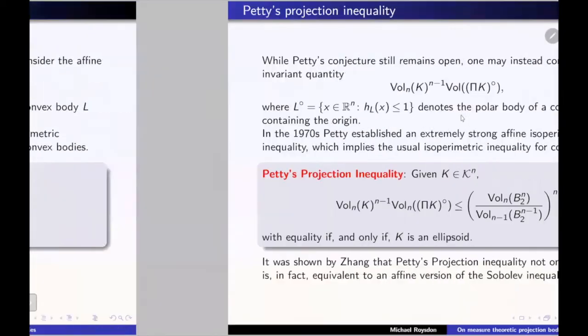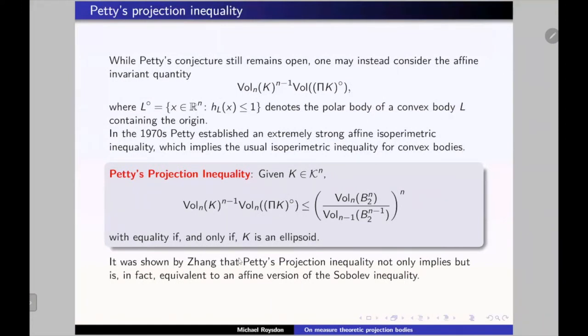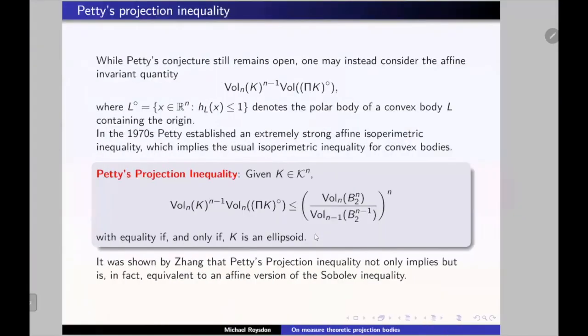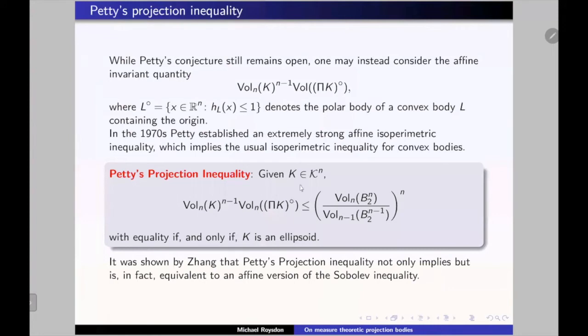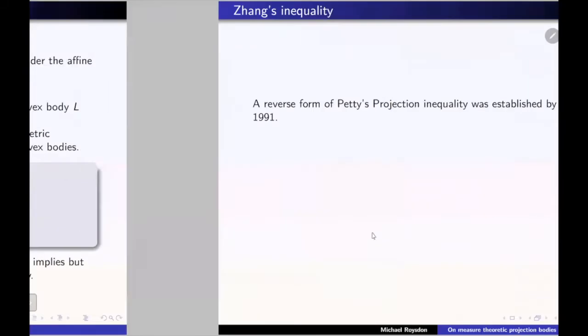And in fact, in the 1990s, Gaoyong Zhang showed that Petty's projection inequality not only implies, but is in fact equivalent to an affine version of the celebrated Sobolev inequality. So this is nice. We have an affine isoperimetric inequality, but why is it called affine isoperimetric? One can use Petty's inequality to prove the classical isoperimetric inequality that we considered before. And this is kind of where the word isoperimetric comes from. You can consider a certain functional, and at some moment you apply this inequality and you get the standard isoperimetric inequality, which is very, very nice.